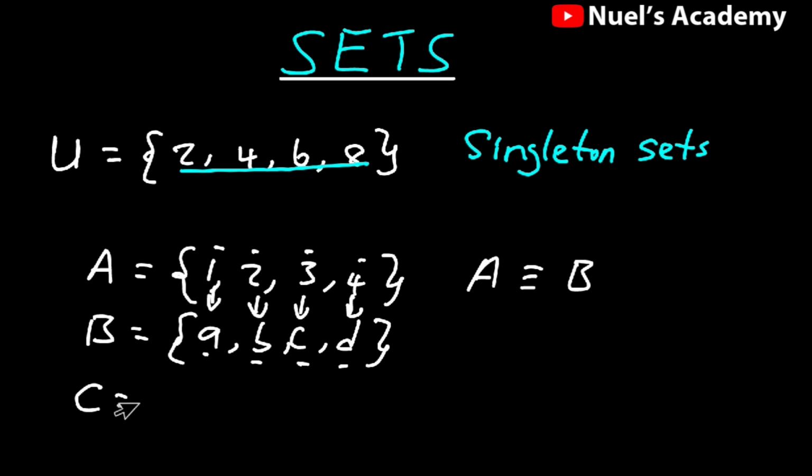Now, when you have set C as 1, 4, 5, 6, and 7, is set A equivalent to set C? The answer is no. This is because set A is made up of 4 elements, whereas set C is made up of 1, 2, 3, 4, 5 elements. And set B is also not equivalent to set C, because set B has 4 elements, whereas set C has 5 elements. So this is how to tell if two sets are equivalent or not.